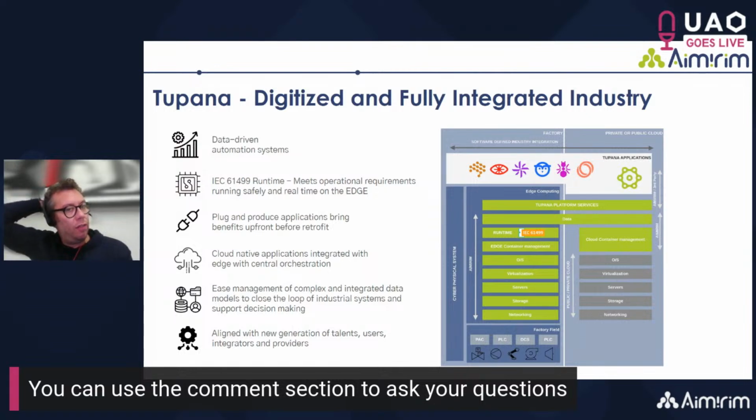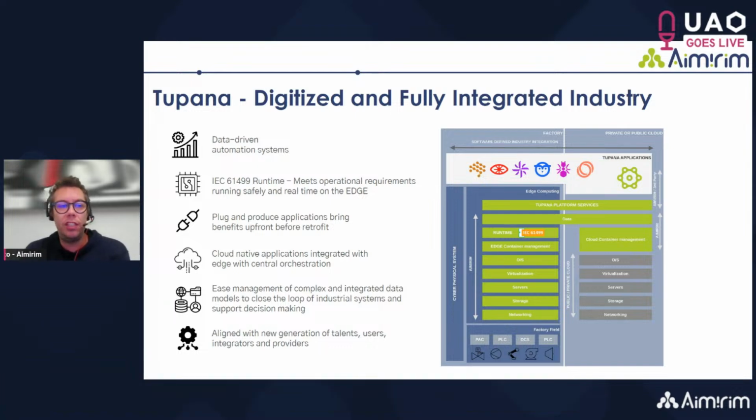Here's another view of the platform. It's for data-driven automation systems. So you have the 61499 runtime, which meets the operational requirements. So you can run it safely and real time on the edge. You can make plug and produce systems, okay? And it's all cloud native. Doesn't matter if you are running on premise, private or public cloud, the architecture is ready for it.